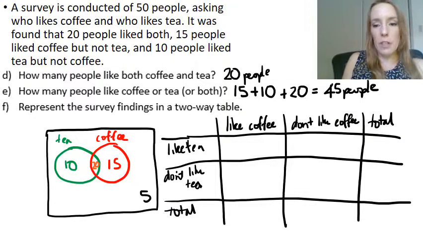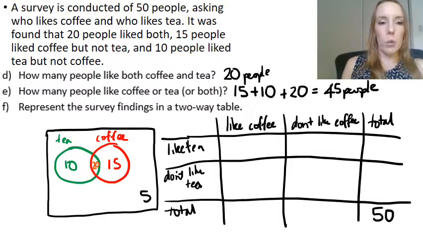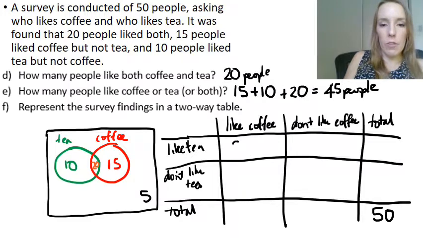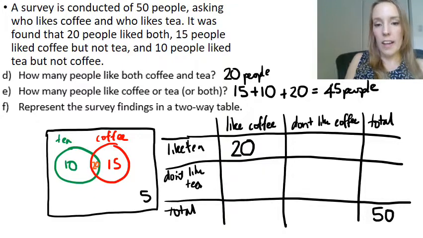Now, we know that 50 people were surveyed, so straight away I'm going to put 50 there. Okay, so we found that 20 people liked both, so they're going to fall in the like coffee column and the like tea row. Now this one here is don't like coffee but like tea. How many people don't like coffee but they do like tea? Was 10.